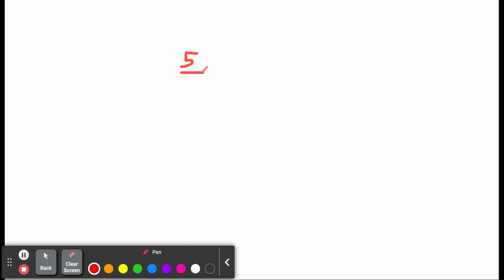So if I had the fraction 5 sixths plus 2 twelfths, how can I add these two together? First of all, you can never add or subtract fractions with unlike denominators.